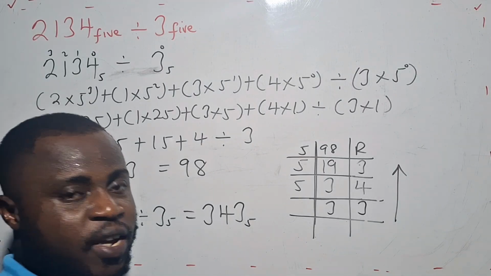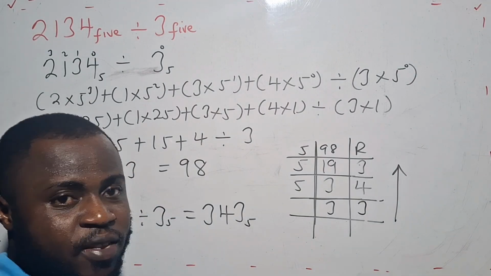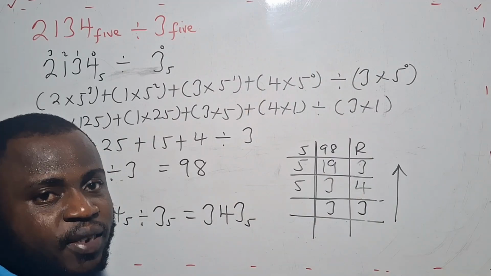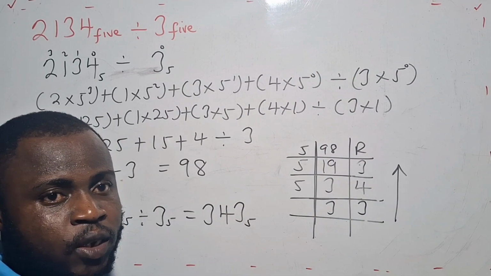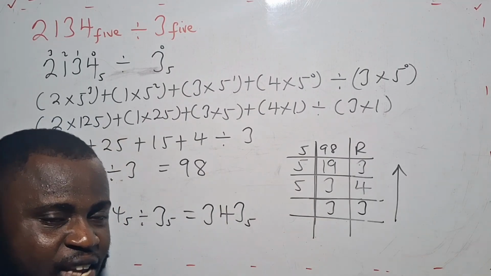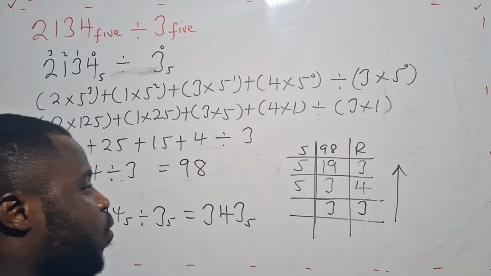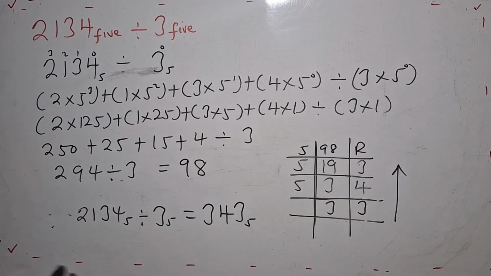So the answer you get, if it is bigger or the same as the base, you have to what? Convert it. If it is less than the base, you leave it as such. So there will be instances where we solve a question and get a number lesser than the base. For that one, we leave it and we take the answer as that. So this is how we solve the division of number base. It's very easy and simple.